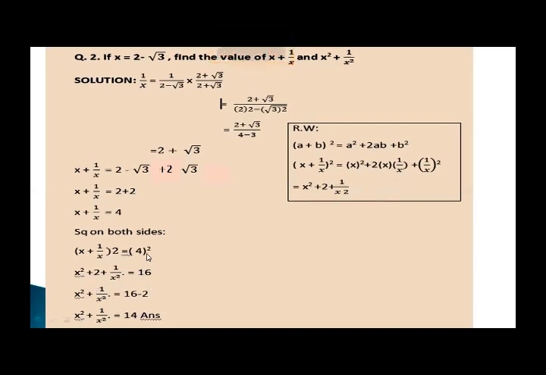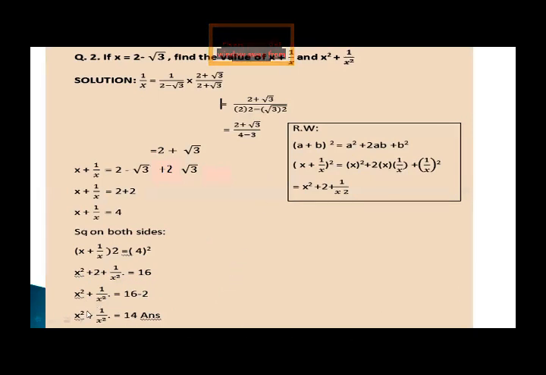Now on the right hand side we have the square of 4. Good. We know it is 16. And then because we have to find the value of x square plus 1 over x square, what do we do? We will shift this plus 2 to the other side, so it becomes minus 2. So 16 minus 2 is 14. So finally x square plus 1 over x square is equal to 14.